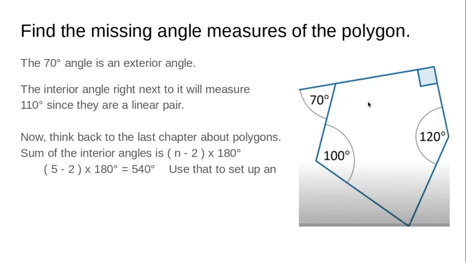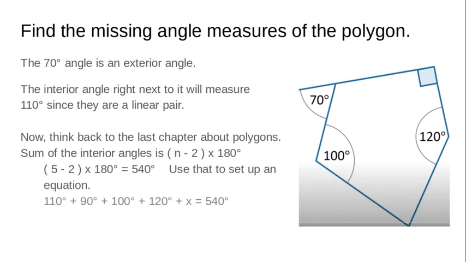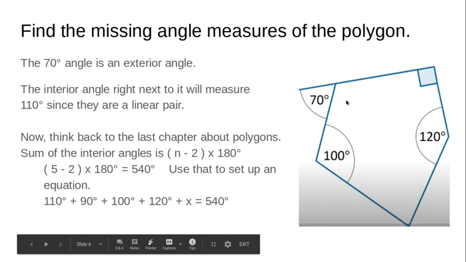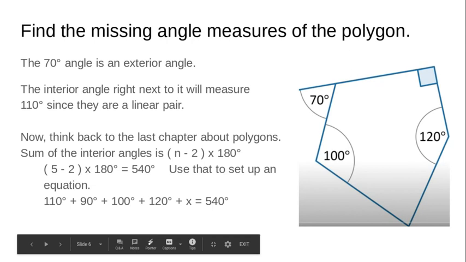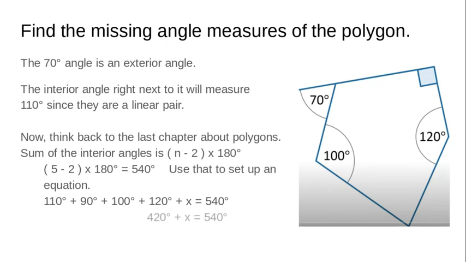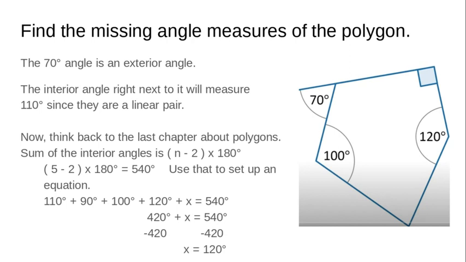So all of these angles inside of here, the 110, the 90, the 120, the 100, and this blank down here, they're all going to be used to set up an equation. So I just went around the figure, 110 plus 90 plus 100 plus 120 plus this down here that we don't know. They're going to equal 540 degrees. Collect your like terms, so just add all those numbers we know, subtract that number, and then we get x to be 120 degrees. So this angle down here should measure 120 degrees.